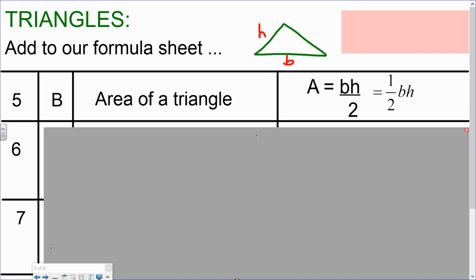Is it okay just to do that? Is H one of the other sides? Somebody tell me, is that correct? Yes or no? Somebody give me an answer. Why not? What do I need to change?